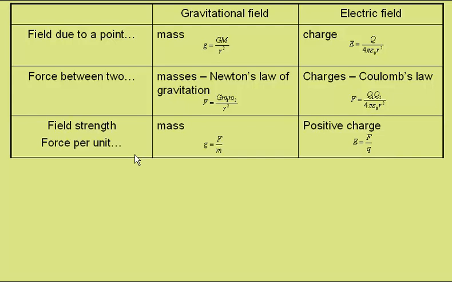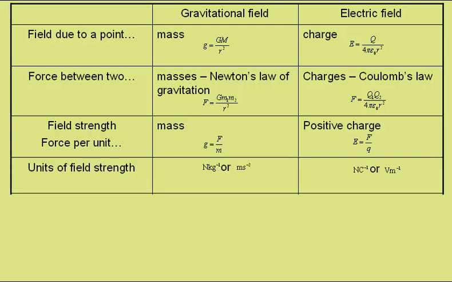Next, the field strength. Well, for gravitational fields, that's the force per unit mass, so the field strength G is given by the force over the mass. The field strength for an electric field is the force per unit positive charge, so the electric field strength E is given by the force over the charge. The units of gravitational field strength are newtons per kilogram, or equivalent units are meters per second squared. The units of electric field strength are newtons per coulomb, or equivalent units are volts per meter.